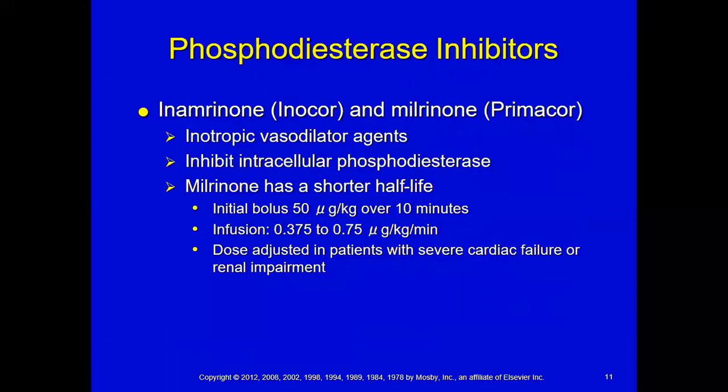Okay. Two other ones that fall under the phosphodiesterase inhibitors class are Inocor and Primacor. You're probably not going to see those all that much. They're inotropic vasodilators. So again, they're going to make me squeeze, but they're also going to vasodilate. Okay. So just know the class. You're not going to see these too often. Okay. So we'll have to work with patients who have renal impairment and if they have severe cardiac issues.